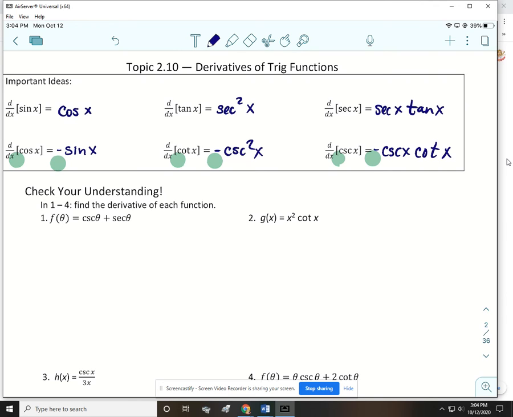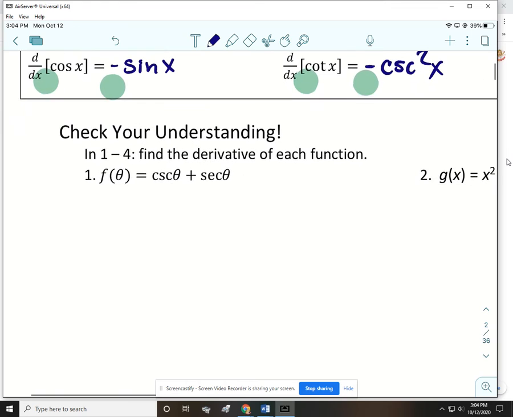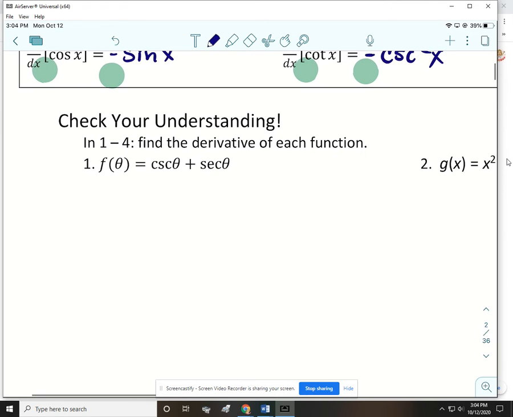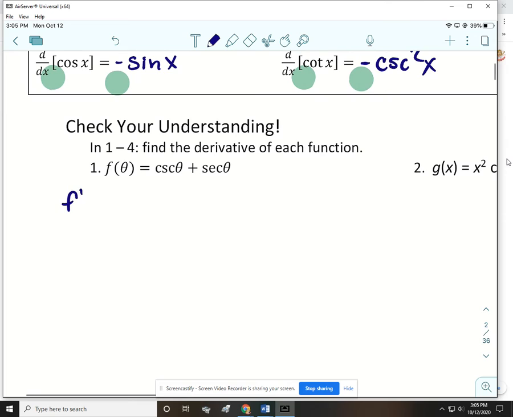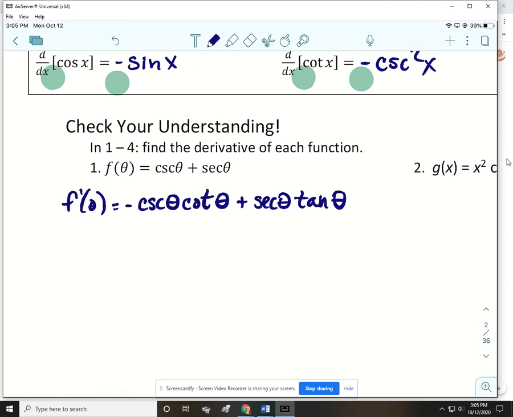All right, so let's find some derivatives. All right, so for the first one, we're going to find the derivative of f of theta, which is equal to cosecant of theta plus secant of theta. All right, so let's just start with the derivative of cosecant of theta. This is going to be a negative for sure because it had a co, and then it's negative cosecant of theta cotangent of theta. All right, and then plus for our secant, the derivative of secant is secant of theta tangent of theta.